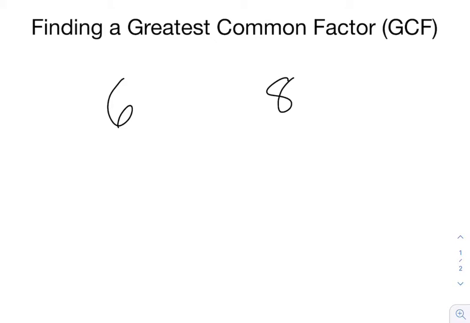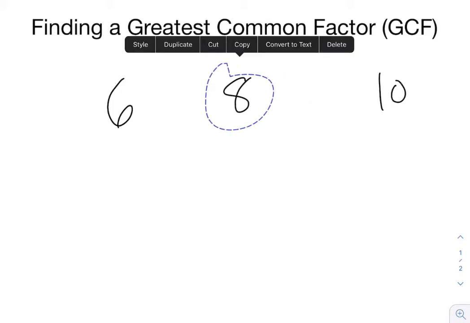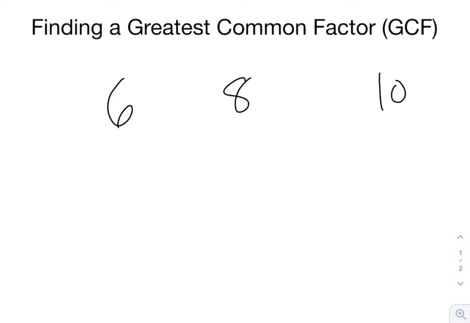Common means I can use it in all the numbers that I have, whether it be the two numbers here, 6 and 8, or even if I added another one like 10, right? 6, 8, and 10. Now I need the biggest number that 6, 8, and 10 can all be divided by. That's where the common comes in. And factor, it's a factor of those numbers, hence why we can divide with them.